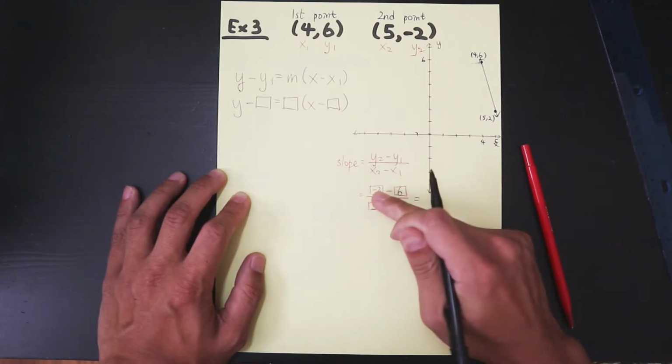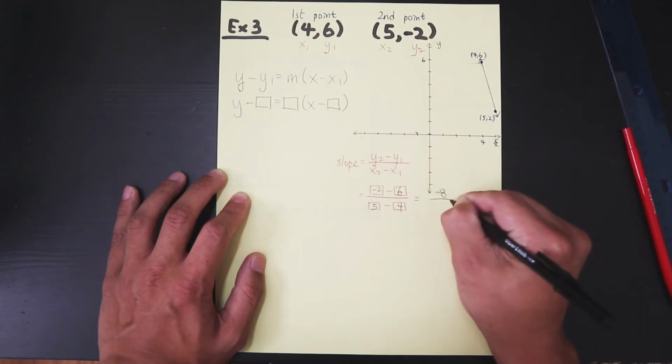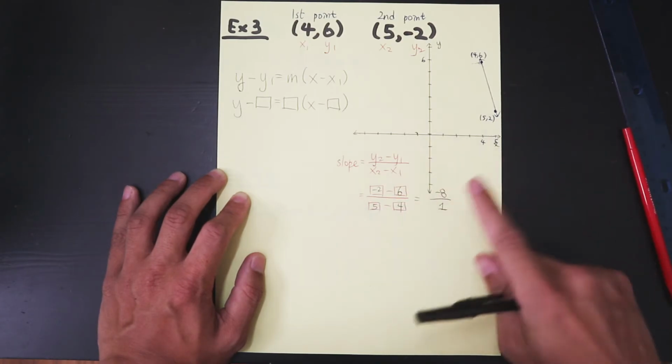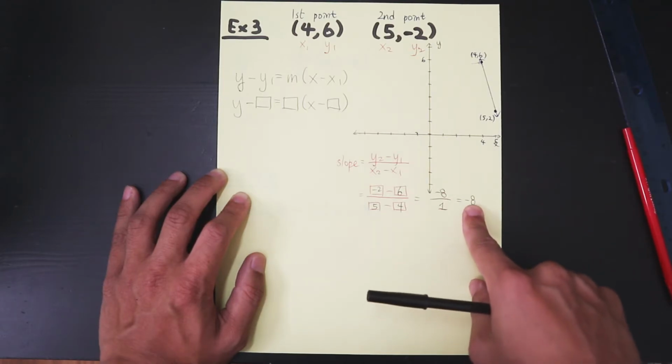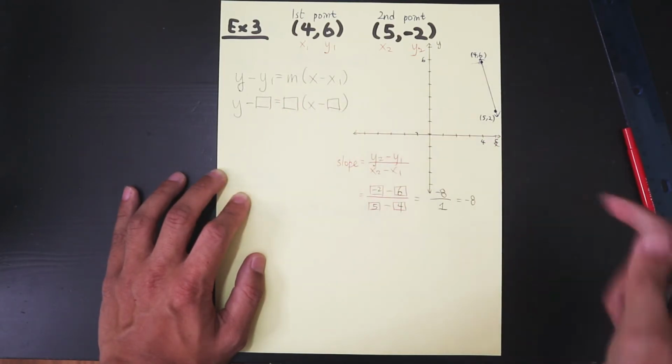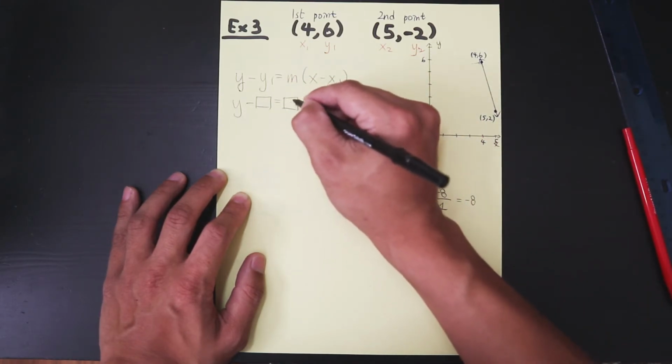So you could do -2 minus 6, which is -8, and then 5 minus 4, which is 1. -8 divided by 1 is just -8. So therefore, we put this number into the box that says m. So this number right here becomes -8.